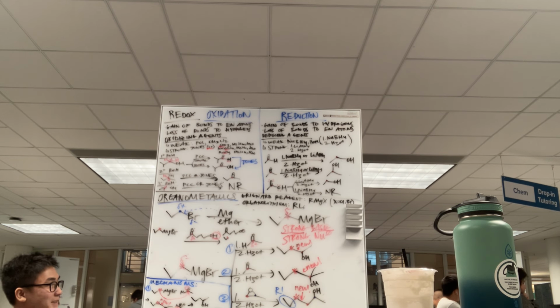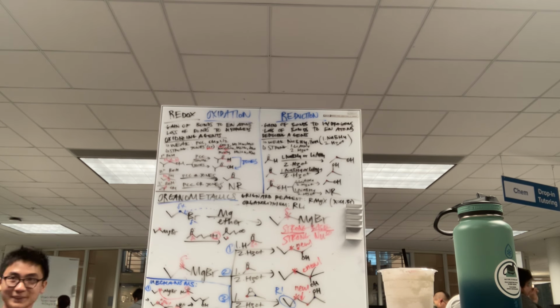Now, I'm gonna create synthesis problems based on what we talked about so far. Epoxide opening, organometallic, redox, and these SN2 reactions right here. And some other ones as well, like halogenation, ring opening, Williamson ether synthesis as well, for you guys to try.